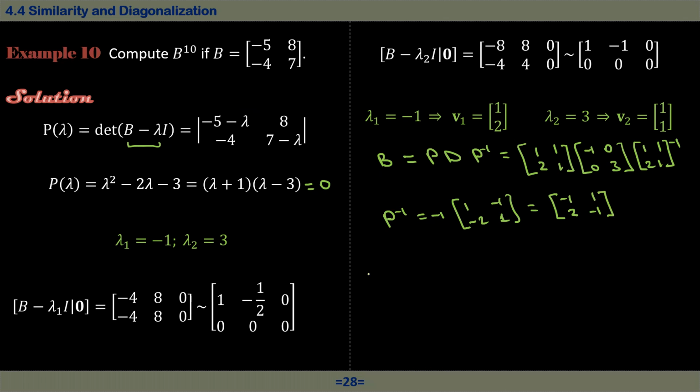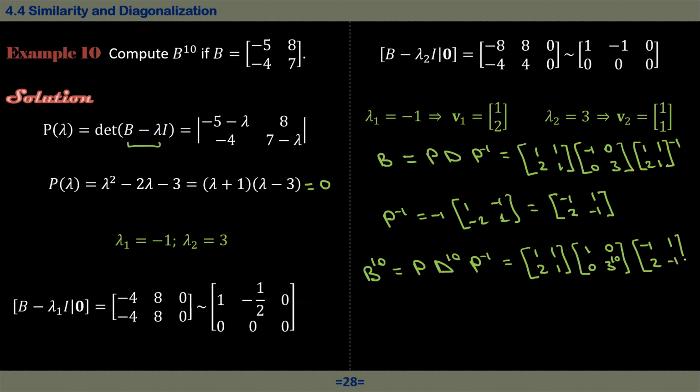Okay, so now we need to evaluate B to the power of 10, which is equal to P times D to the power of 10 times P inverse. Matrix P is just 1, 2, 1, 1, and D to the power of 10 is minus 1 to the power of 10, that is 1, 0, 0, 3 to the power of 10. And here we have P inverse, which is equal to negative 1, 1, 2, minus 1.